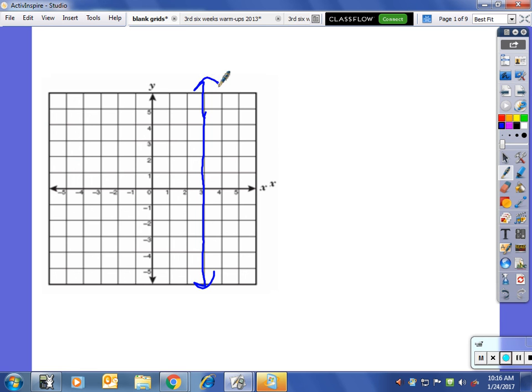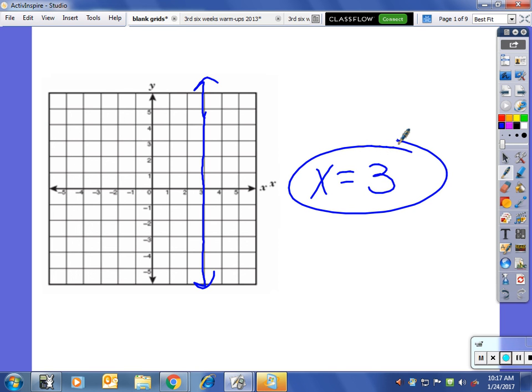So let's talk about the equation of this line. It doesn't have a y-intercept. It has an x-intercept. So what's the equation of this blue vertical line? X equals 3. That's the equation of that line. What's the slope of that line? No, not 0. The slope is undefined.